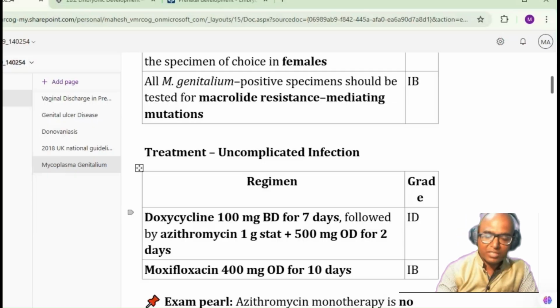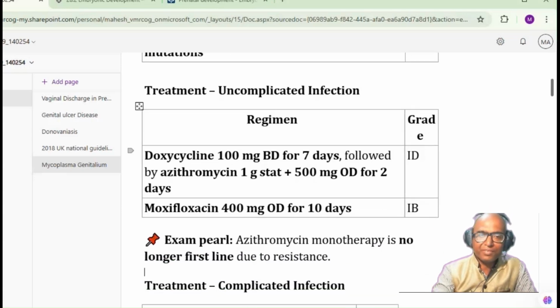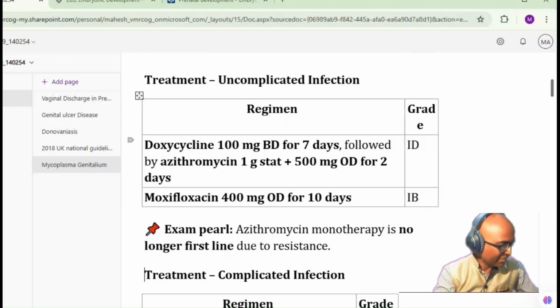Okay, so still we are using certain short tricks and things to remember, which is recommended. That is doxy 100 milligram BD for 7 days, followed by azi 1 gram stat plus 500 OD for 2 days. Alternative is moxifloxacin 400 OD for 10 days. Okay.